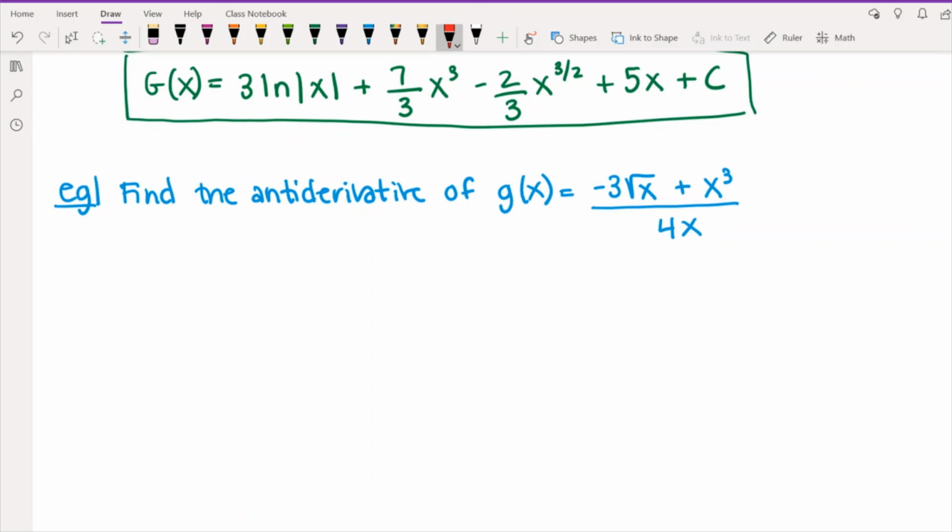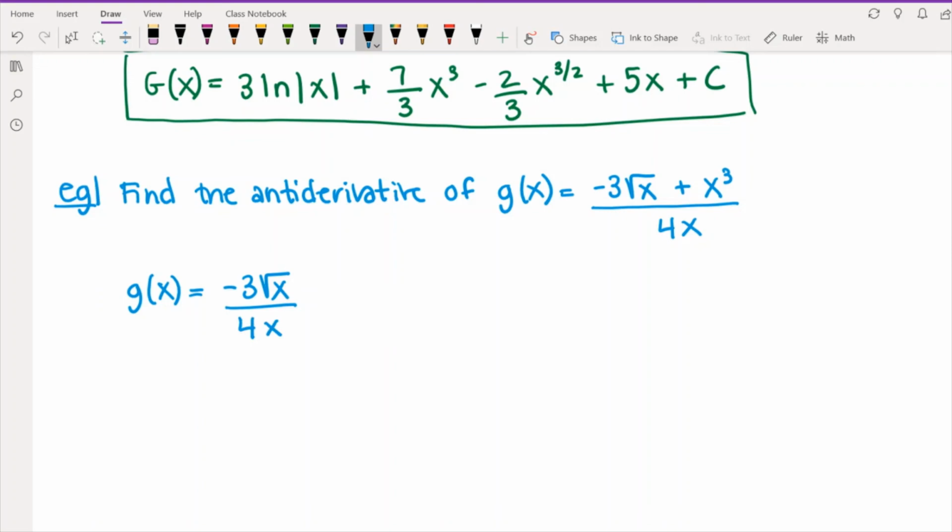However, when you're taking antiderivatives, really the only way to take the antiderivative of this is to recognize that it can be simplified. That's really the main reason that I was pushing you throughout the quarter to simplify stuff before taking the derivative, because when we get to antiderivatives, that idea is even more important. So how can we split this up?